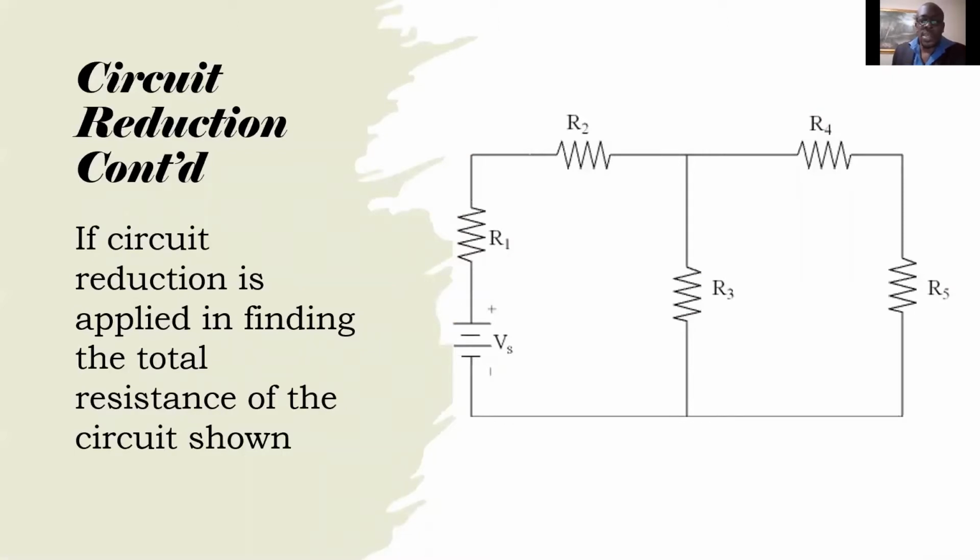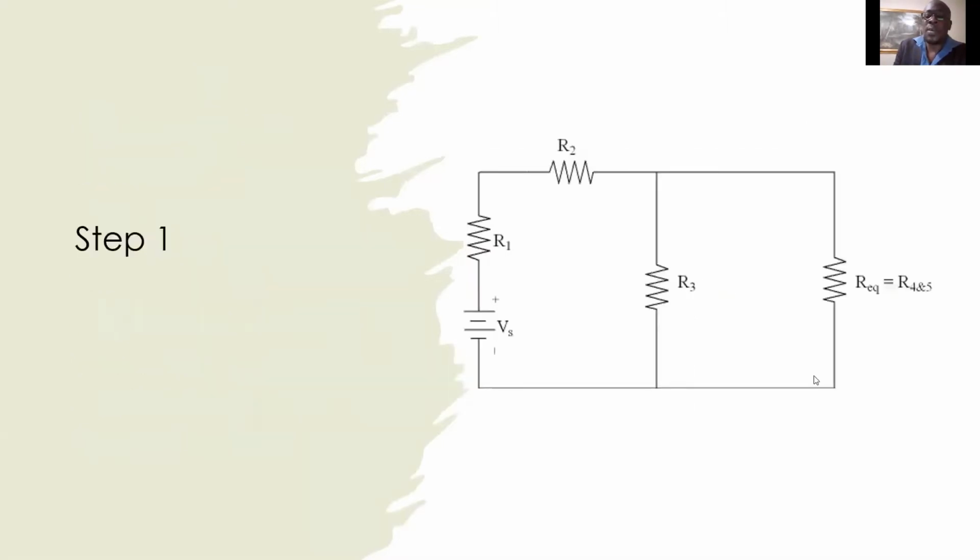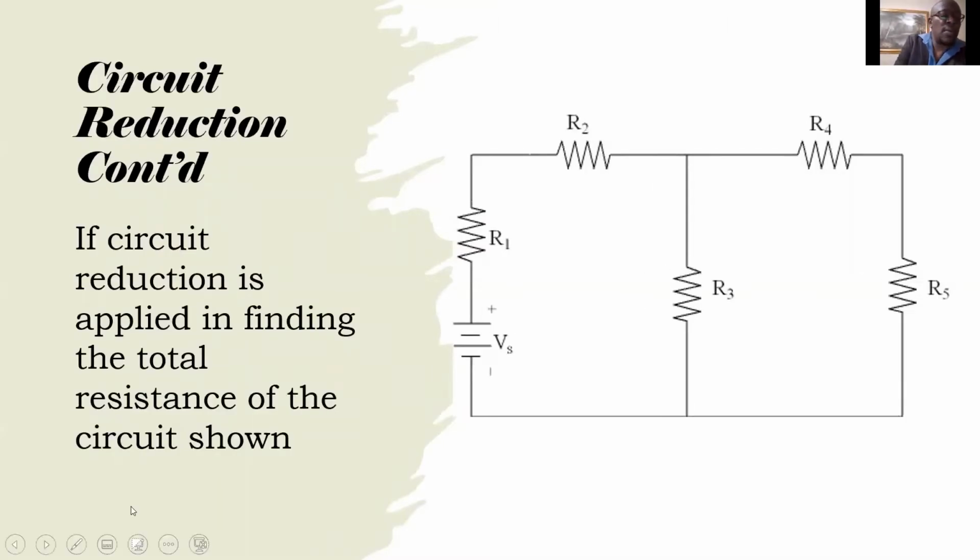If circuit reduction is applied in finding the total resistance of the circuit shown, then we would be working from R5 going towards the source, hence from right to left. Let's see how we would go about reducing the circuit.